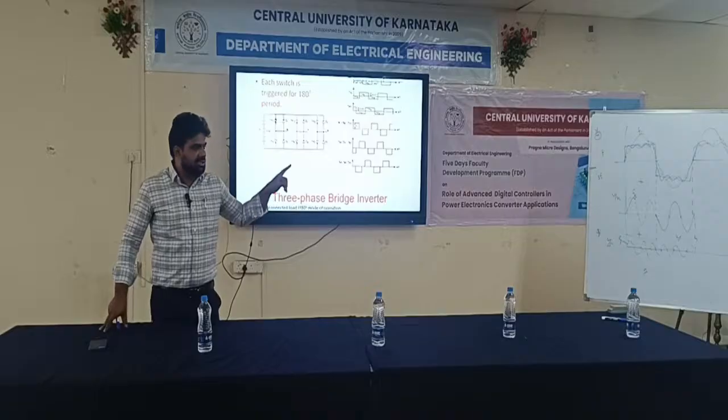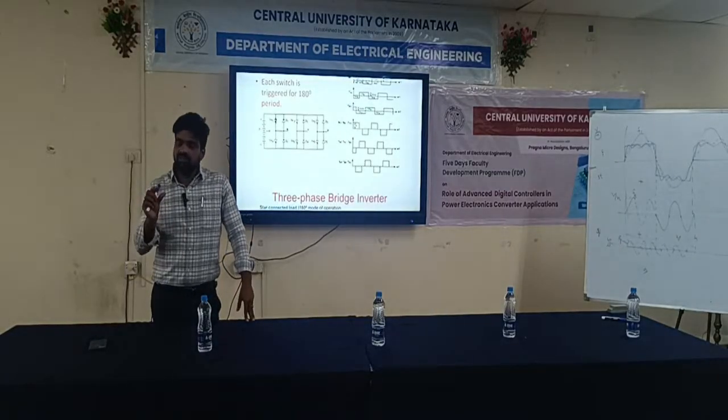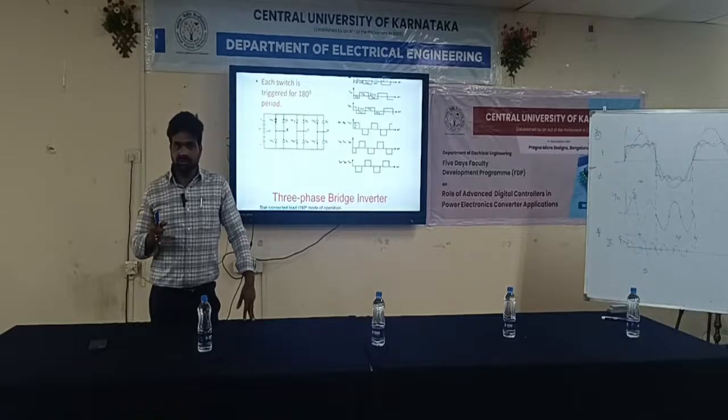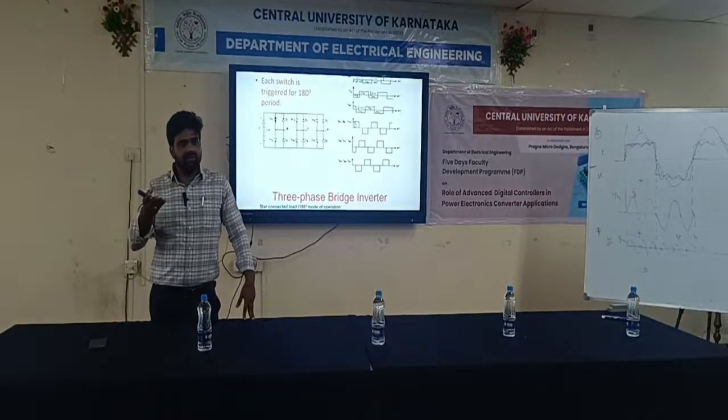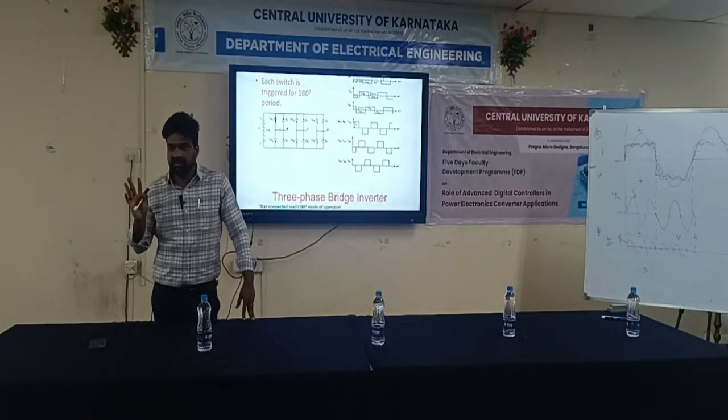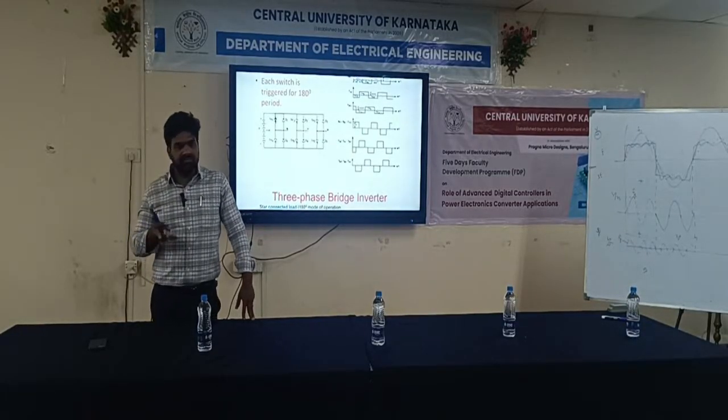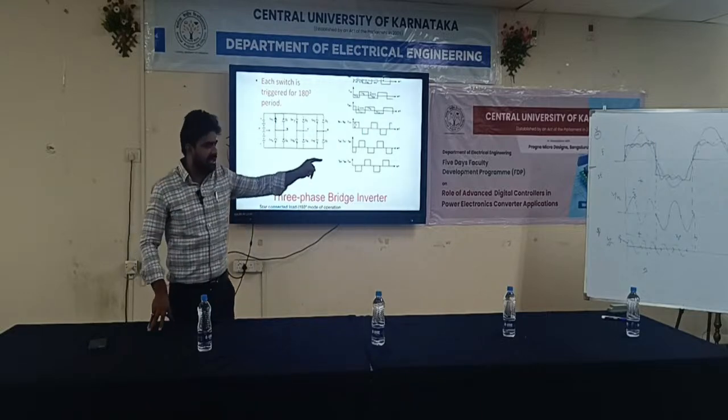Because of the triplet harmonics, that means whenever you are going for a single phase inverter, you have the harmonics of third order, that means 3, 5, 7. Even order harmonics cancel each other. They are never available. So 3, 5, 7, 9, 11, everything is added up.